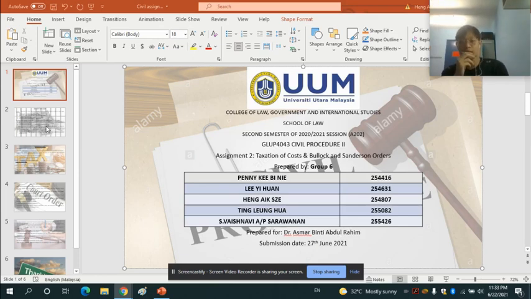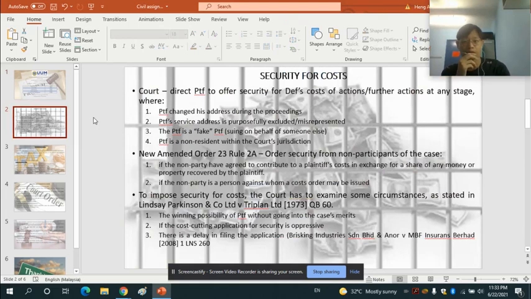So without wasting any time, let us proceed with the first topic, which is security for costs. The court, at its discretion, at any time, may direct the plaintiff to offer security for the defendant's costs of actions or any further actions at any stage of the proceedings upon the fulfillment of any one of the four conditions as I state in the following.